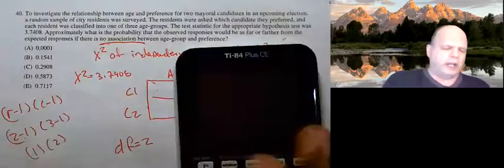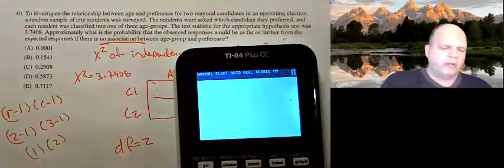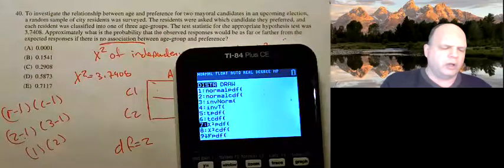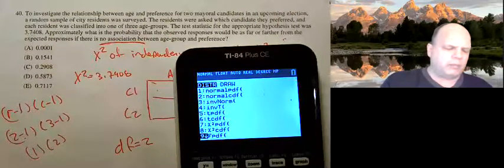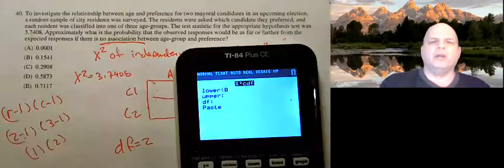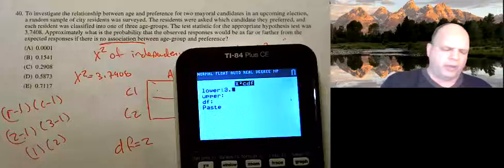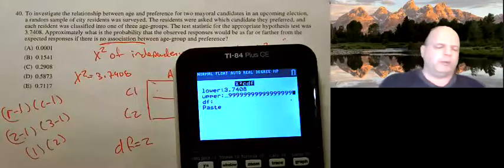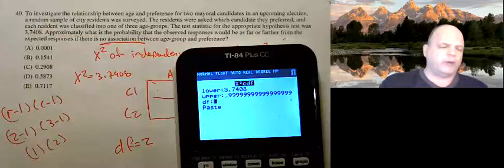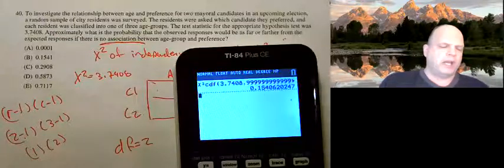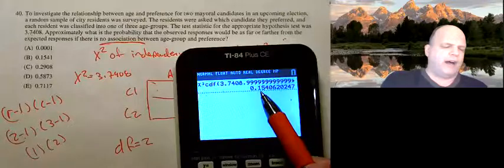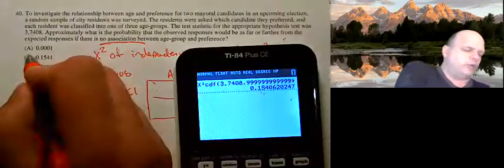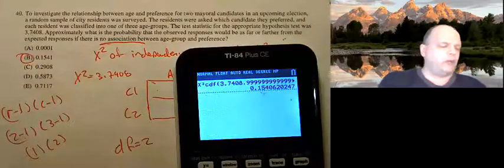Now I can go back to the calculator here, and it has a chi-squared. Second vars, chi-squared CDF. My lower bound, 3.7408. My upper bound is infinity. And by the way, the upper bound for the chi-squared will always be infinity. And my degrees of freedom is 2. And I end up getting 0.15406. And my closest answer is B, so 40 is B.